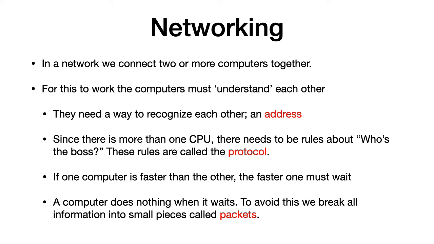Since we will have more than one CPU working, we need rules about who is going to be the boss. These rules are called the protocol. If one computer is faster than the other, the faster one is going to have to wait. And since a computer does nothing when it waits, we need to do something. To avoid this, we break the information into small pieces called packets.